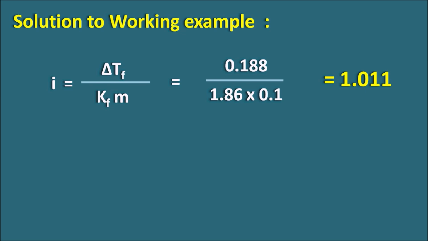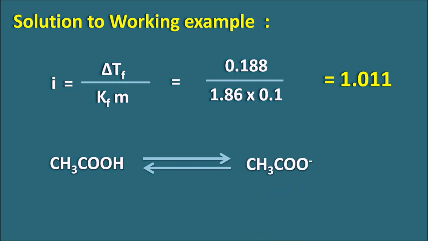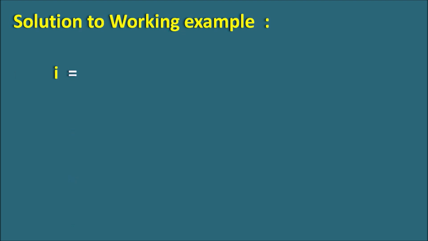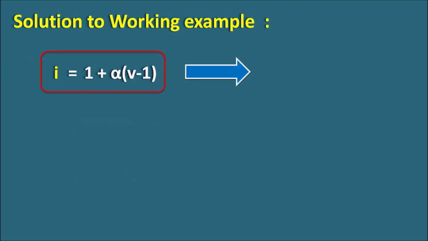Then we have to calculate the degree of dissociation. When acetic acid is dissolved in water, acetic acid is a weak electrolyte, so it can show some equilibrium and it can be dissociated such that it produces acetate ions as well as protons. So after dissociation, it produces two ions, one is the acetate ion and second is the proton. Now by using the i value, we can calculate the alpha value of this acetic acid. We know that i is equal to 1 plus alpha into V minus 1. Just by rearranging this equation, we get alpha is equal to i minus 1 by V minus 1.